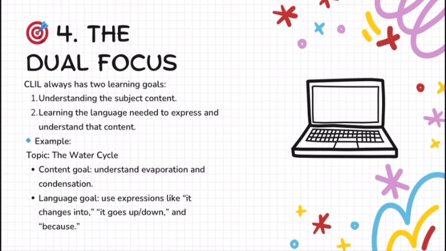4. The dual focus. CLIL always has two learning goals: 1. Understanding the subject content, and 2. Learning the language needed to express and understand that content. Example, topic: the water cycle. Content goal: understand evaporation and condensation. Language goal: use expressions like "it changes into," "it goes up, down," and "because."